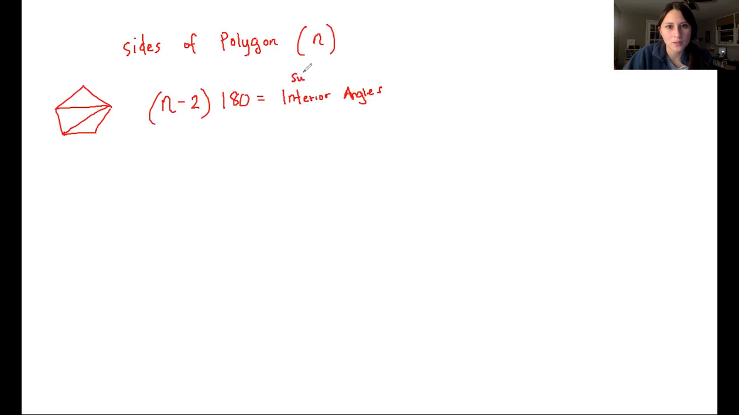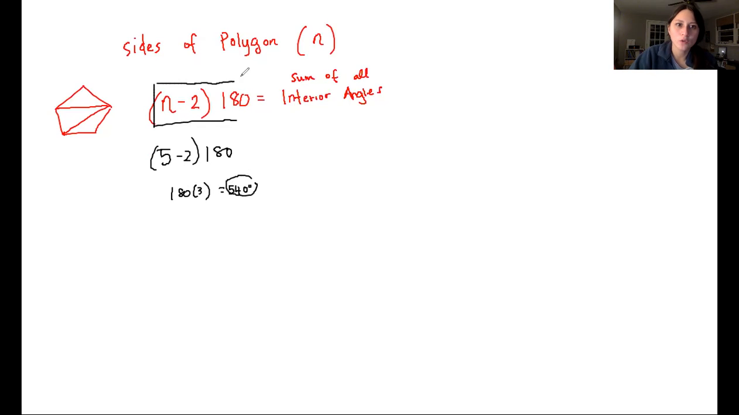So maybe I'll be more specific: the sum of all interior angles of that shape, right? In this case, if I know that there are 5 sides, then I would write it as 5 minus 2 times 180. That would be 180 times 3, and I think that would be 540, right? That equals 540 degrees. Okay, so now I actually have come up with an equation, a formula, that helps me find the sum of all the interior angles of any polygon.